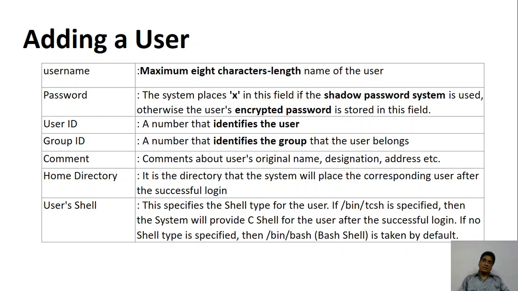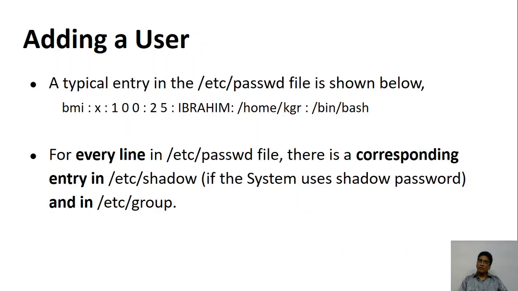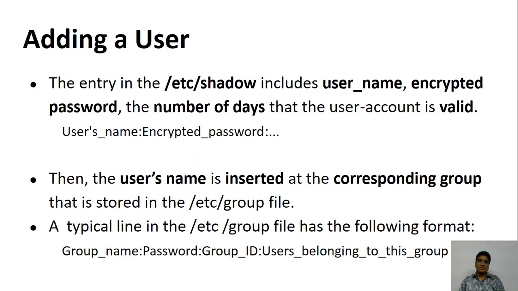And you know very well, username is a maximum of 8 characters, then you have the password which is marked as X, user ID and group ID. You can also write a comment if you please to do that, and you have the home directory and the user shell. I have already shown you the example. There will be a corresponding entry in the shadow file as well as the group file, /etc/group.